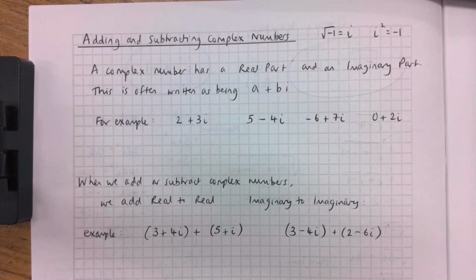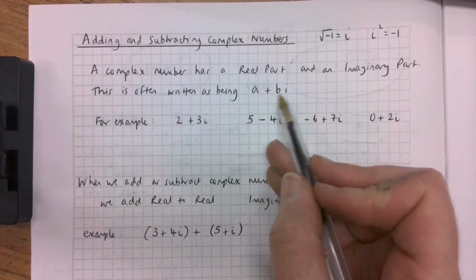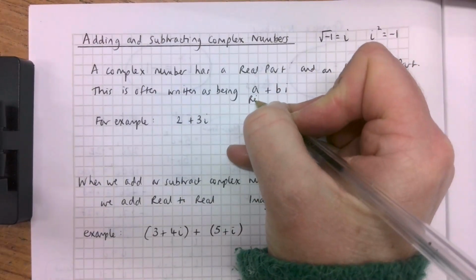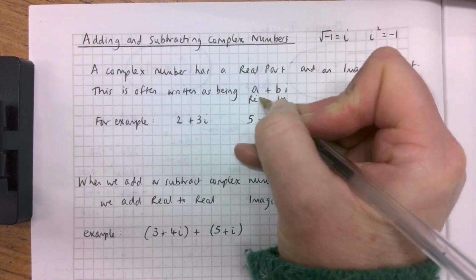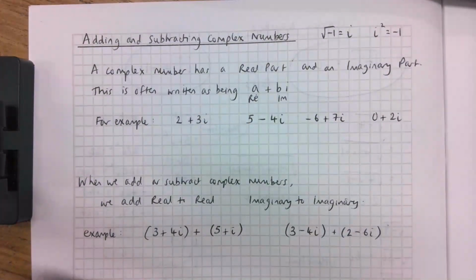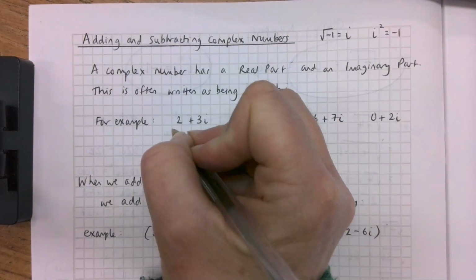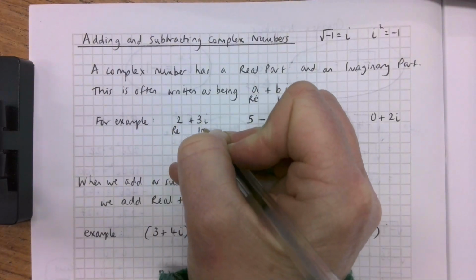That's fine. We've also realized that a complex number has a real part and an imaginary part. And I know this sounds like the Marvel universe, but you just have to stick with me. This is often written as a plus bi. In other words, a real part and an imaginary part. So this is the real part, and the bit with the i is the imaginary part. The bit without the i is the real part. So for example, in this example here, this would be the real part, and this would be the imaginary part.